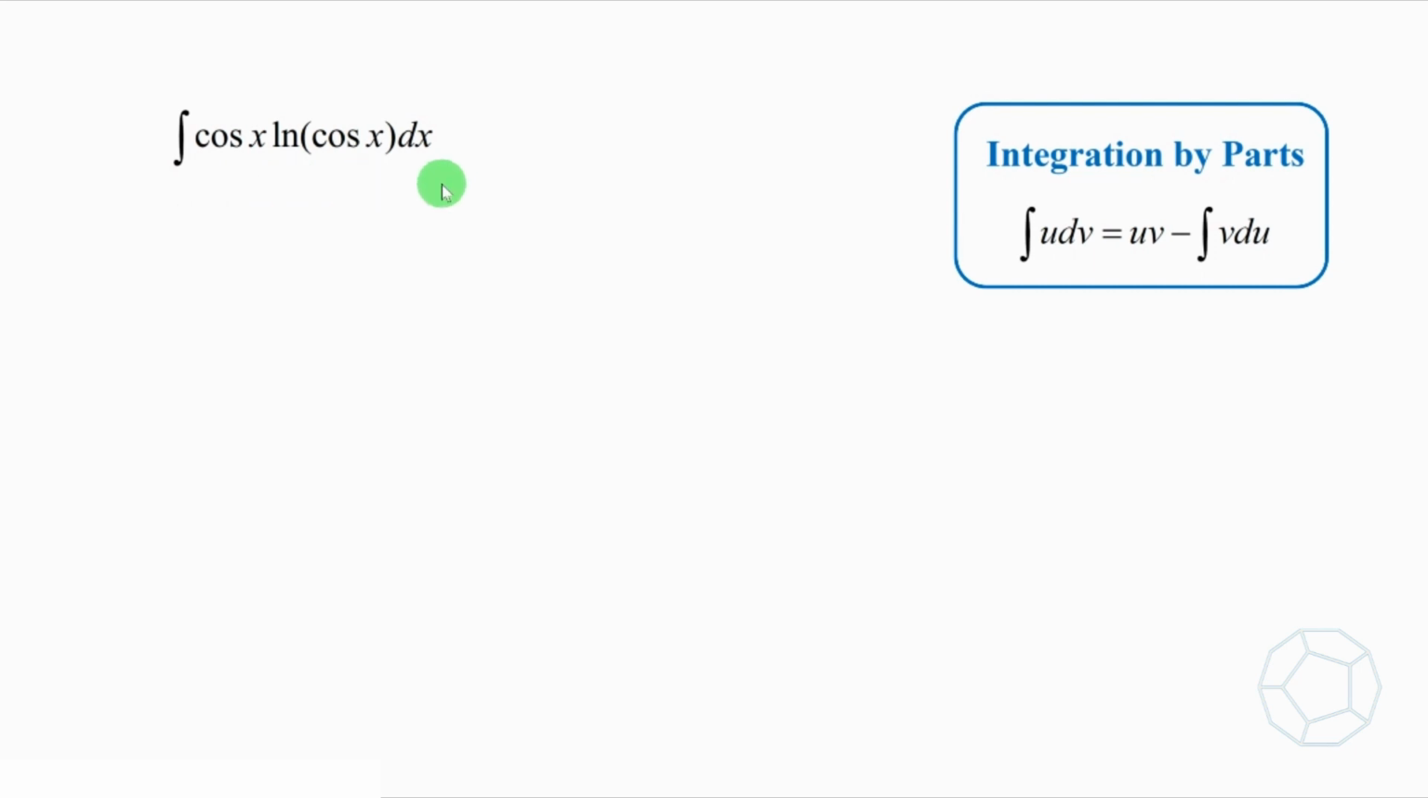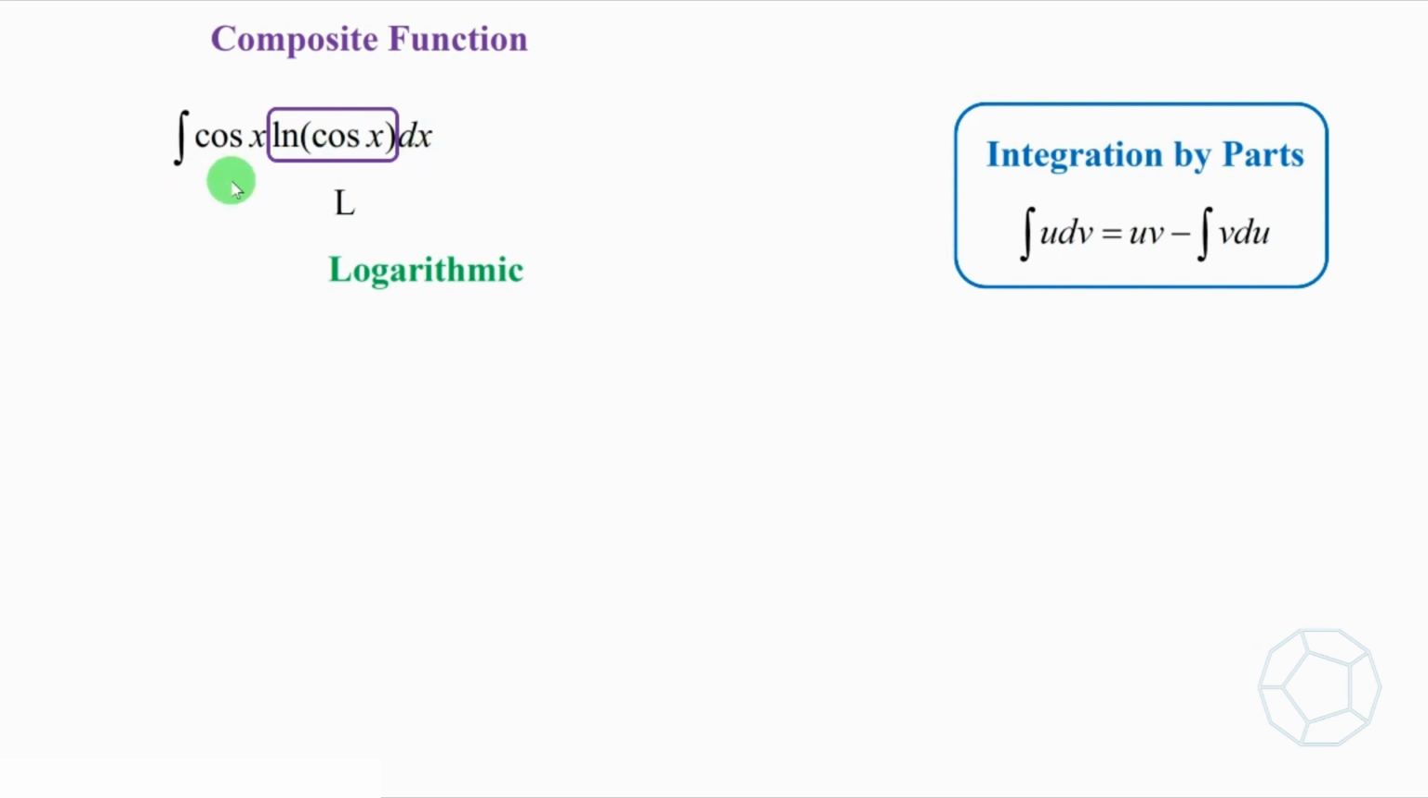First of all, we have a composite function log cosine x. It looks quite different from other elementary functions, but we may treat it as a logarithmic function L. This is important because we have to use this idea to decide which term should be absorbed into dx. Another term, cosine x, is clearly a trigonometric function t.